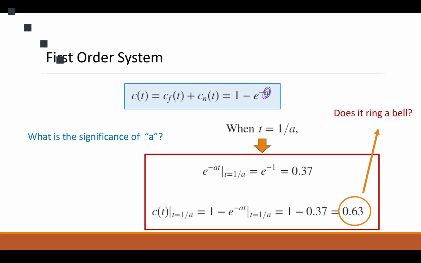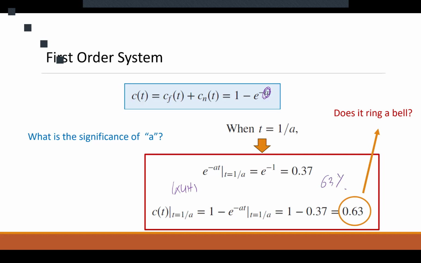Our input is a step function 1, so 1 times u of t. Okay, so this basically means we are at 63% of our final value. Our final value is 1. At t equal to 1 over a, we are at 63% of our final value.